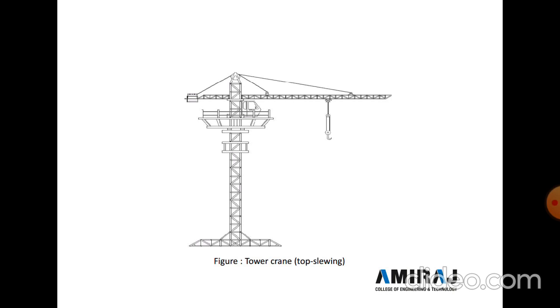equipment photographs are there. So this photograph is a tower crane. So like a top slewing tower crane, here a hook is provided for lifting the material, and here the control cabin is there. So tower crane height we can easily increase or decrease as per our requirement.